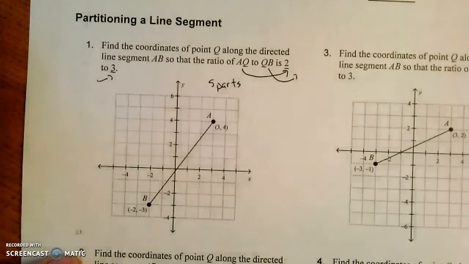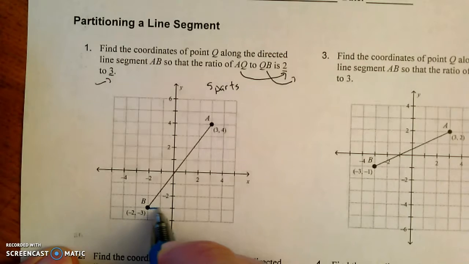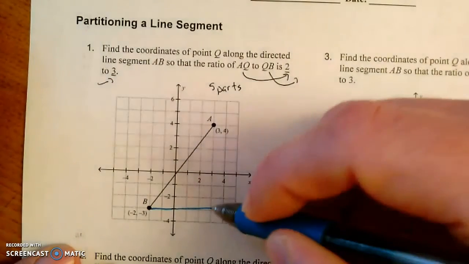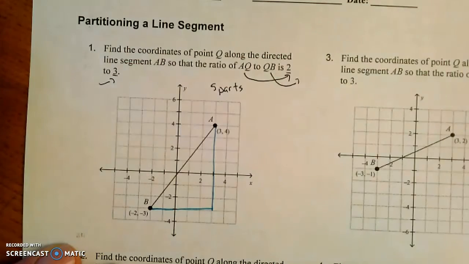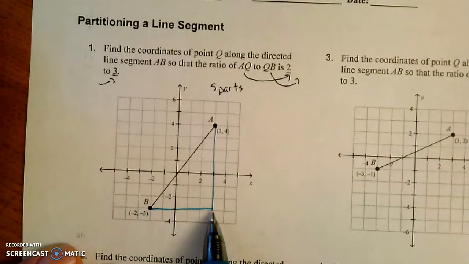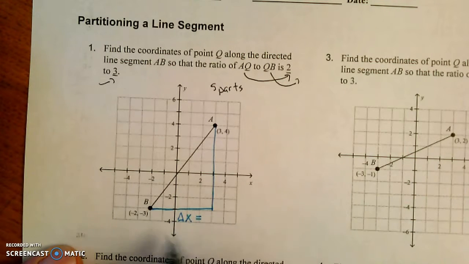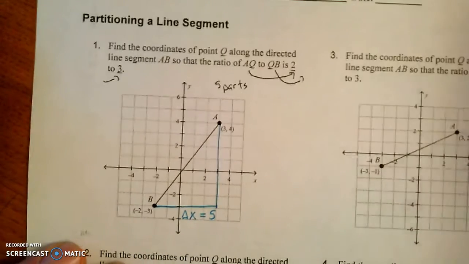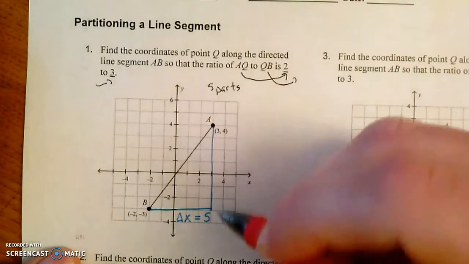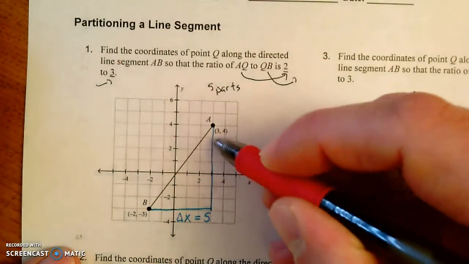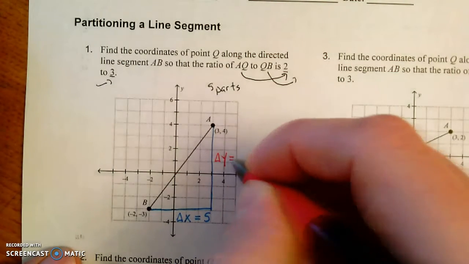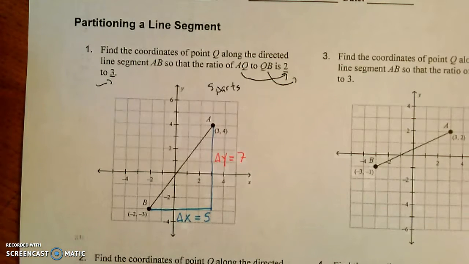To partition the segment into 5 parts, we're going to see how far is it over, how far is it up. What's the horizontal and vertical distance between the points? So from B over to A horizontally, and we can call this, by the way, delta X, equals 1, 2, 3, 4, 5 spaces. And our vertical distance, 1, 2, 3, 4, 5, 6, 7, or delta Y, equals 7. So over 5, up 7.